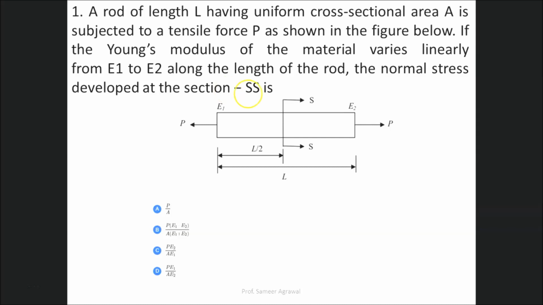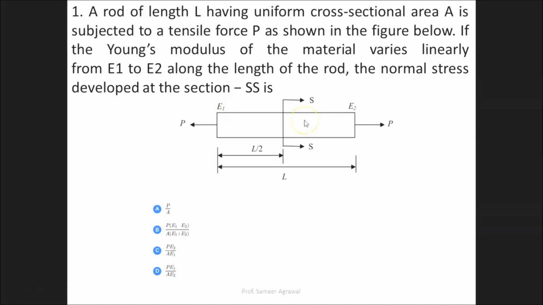Okay. Here they are changing the Young's modulus from left section to right section linearly from E1 to E2, and they have asked you to find out the stress at SS cross section. Okay. So we know one thing, that normal stress does not depend on Young's modulus. Normal stress is what?